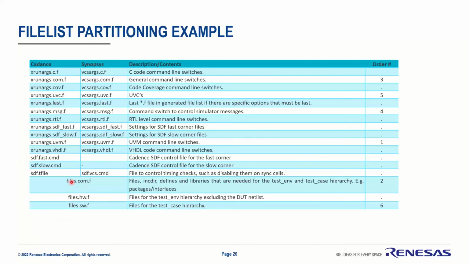So the sort of thing that our script does, it generates file lists for Cadence and Synopsys tools, and I partition it into like C code, common command line options, code coverage, UVCs, messaging for turning off simulated controls, SDF, UVM, etc. So just trying to partition it in a sensible way that makes it easy to find where problems are.